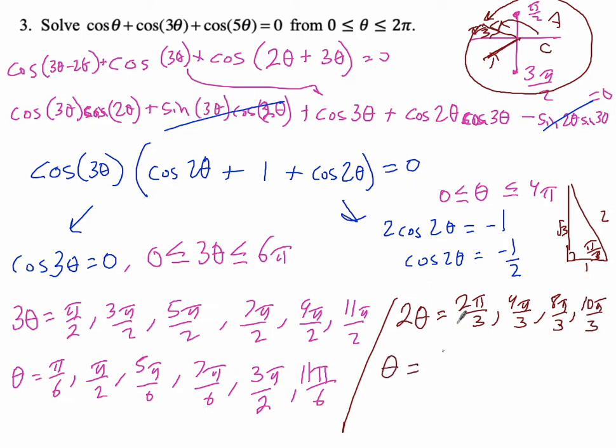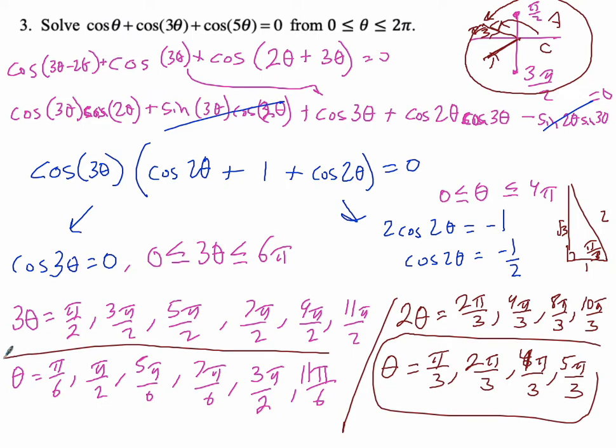So dividing everything by 2, you get pi over 3, 2 pi over 3, 4 pi over 3, and 5 pi over 3. Double check to see if there's an overlap, and there isn't. So these are all the answers.